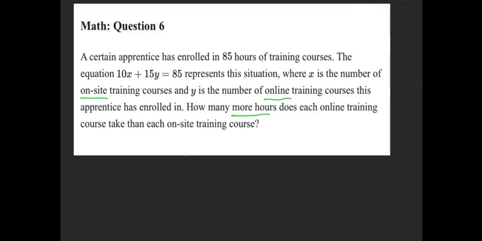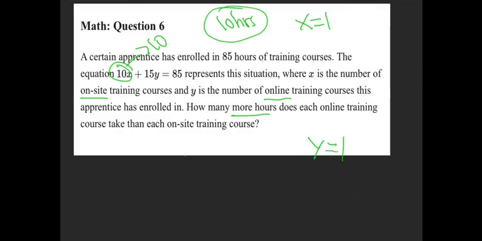Well, first of all, this question isn't as scary as it seems. The reason this question is so big on my screen is because I do not need space to calculate. Since x is the number of on-site training courses, if x equals 1, this term becomes 10. So we know that when we have one on-site training course, it's going to take 10 hours. Similarly, for y equals 1, when we have one online training course, this term becomes 15.